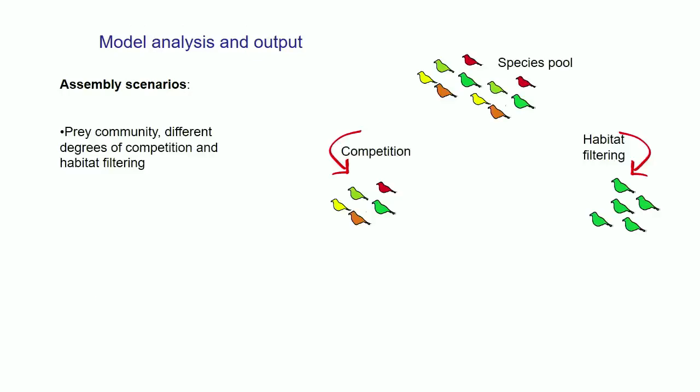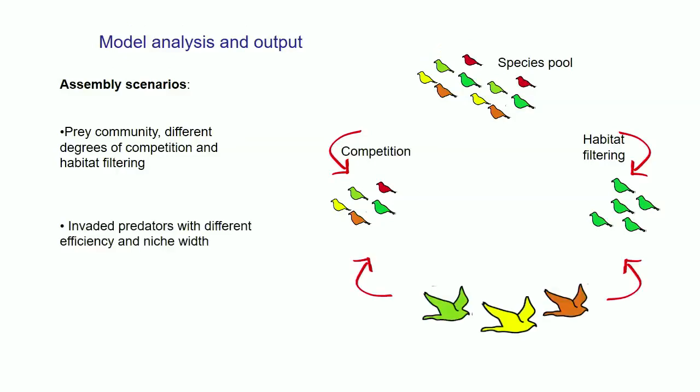Okay, so we model two specific scenarios. We use the model to simulate the assembly of communities. One reference point scenario would be just having prey. So we invade prey with different degrees of competition and different habitat filtering. The extremes would be an over-dispersed community, and on the other extreme, a clustered community. We use these communities as reference points when we then introduce predators with different predator niche width and efficiency. And we look at the effect on community clustering.